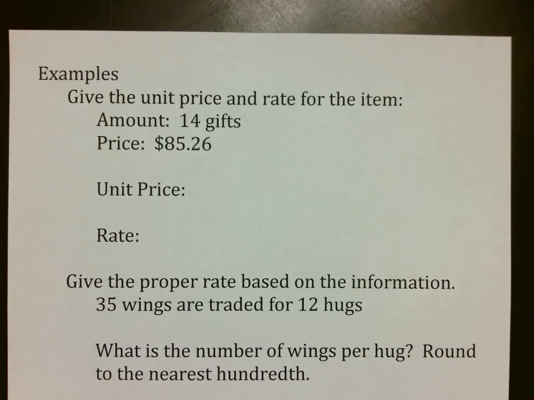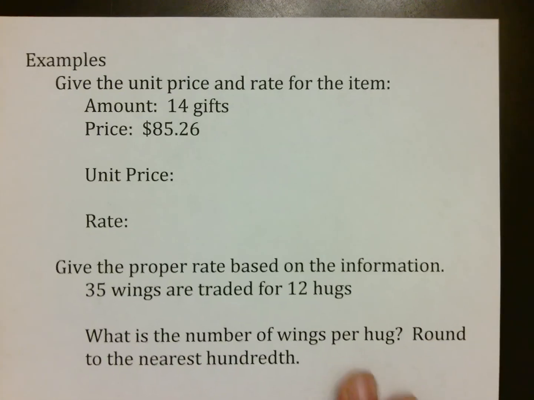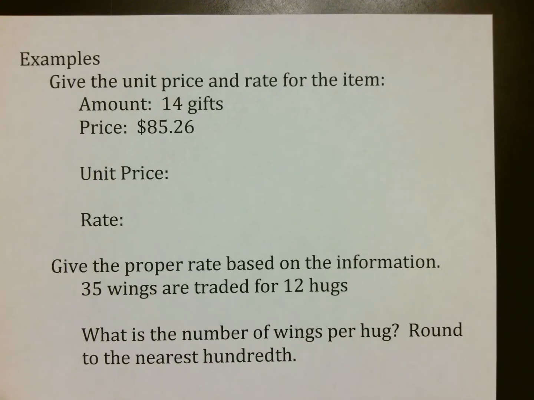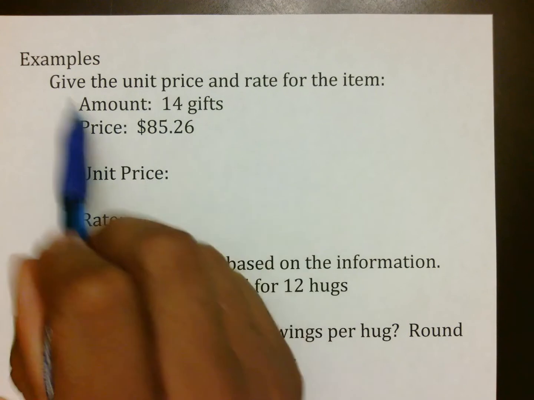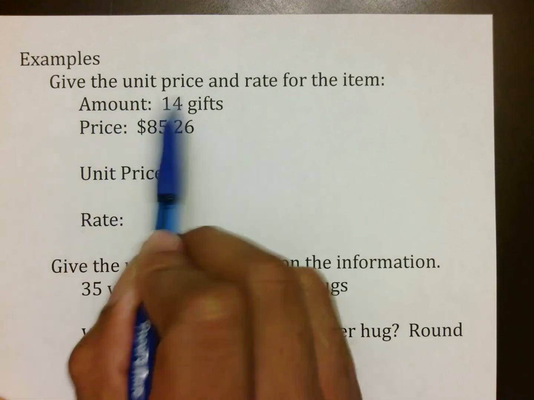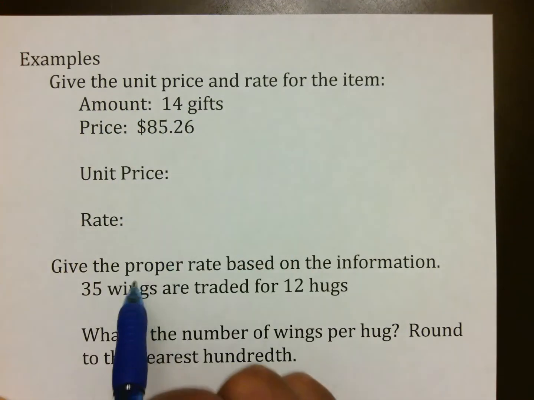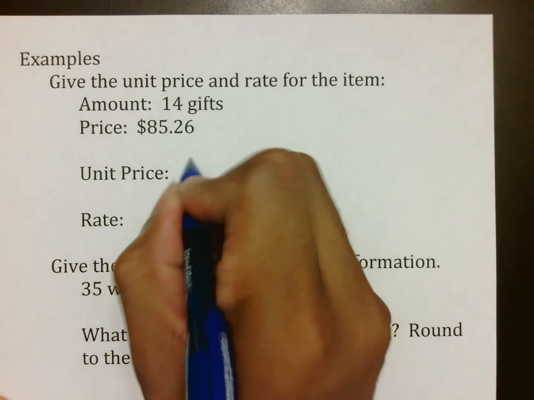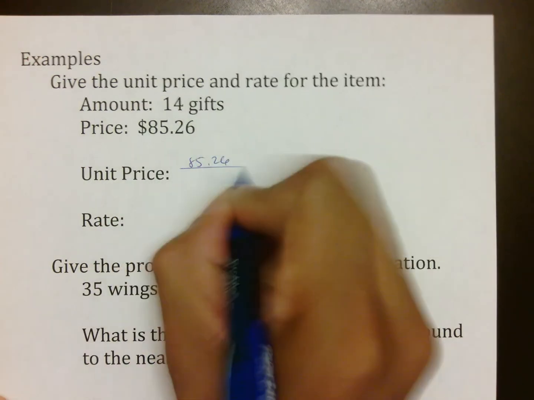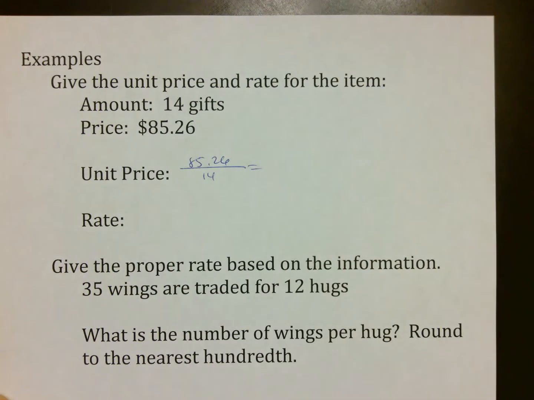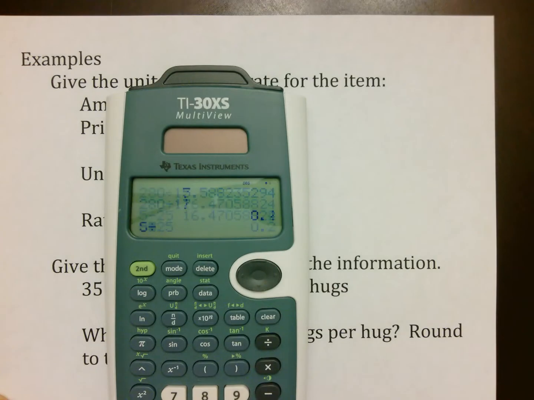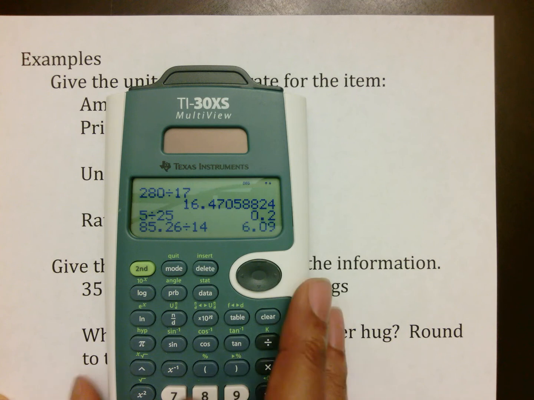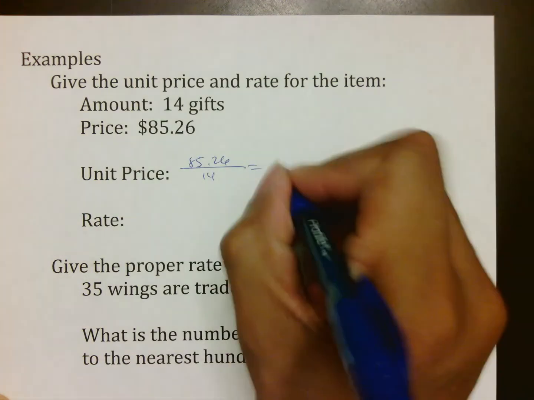Some examples real fast, just some unit price problems. Again, unit price means dollars per something. And so what you're doing here is you have an amount. This is one of your Math Excel questions. If you bought 14 gifts for $85.26, your unit price, first off, remember dollars usually goes on top, so it'll be $85.26 over 14, which gives me a unit price of 6.09.